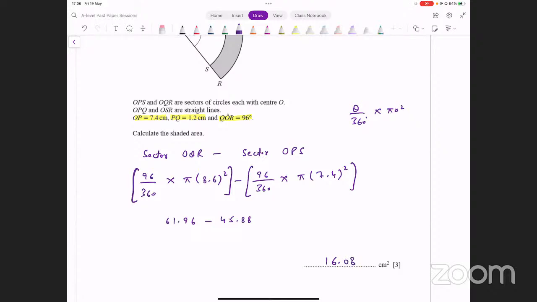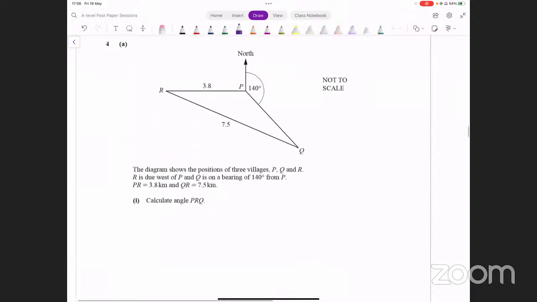You can leave it as 16.08 or round it off to 16.1. दोनों तरह कर सकते हैं, that's acceptable. Okay, that's your final answer. Let's move on to question number 4.